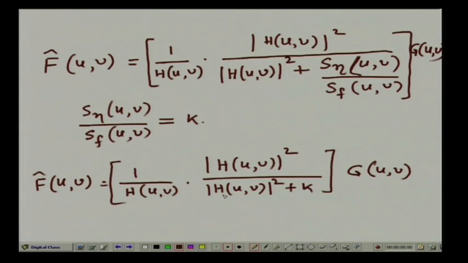So, the term k is a constant which has to be adjusted manually for the optimum reconstruction, or for the reconstructed image which appears to be visually best. So, using this expression, let us see what kind of reconstructed image that we get.